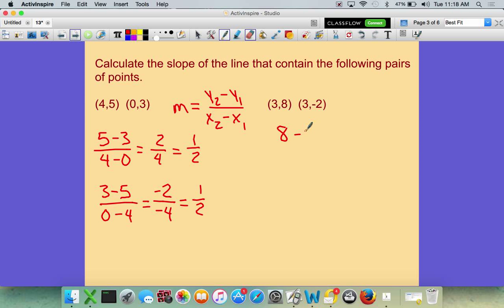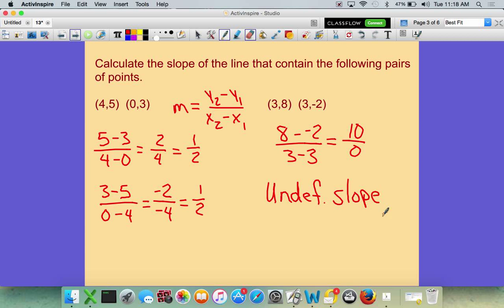8 minus negative 2 over 3 minus 3. Well, minus and minus make a plus. 3 minus 3 is 0. So what's my slope here? 10 divided by 0, we can't do it. All right, so what's my slope? Because we cannot divide by 0, our slope is an undefined slope.